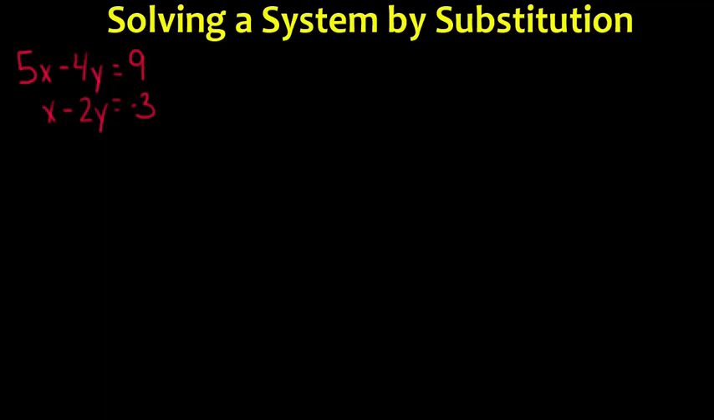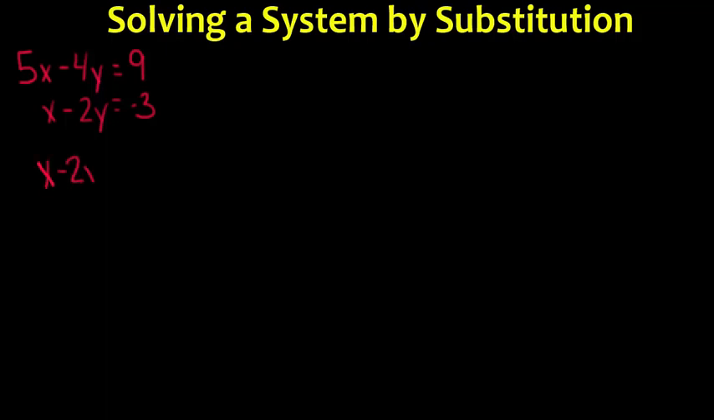So now we will use the substitution method to find the solution for these two equations. To begin with, you want to take one of the equations and solve for a variable. Sometimes I look at both equations and try to see which one would be the easiest to solve for. Sometimes neither one of them is easier. So in this case, the bottom one, x minus 2y is equal to negative 3, seems to be a little easier. So let's take that.